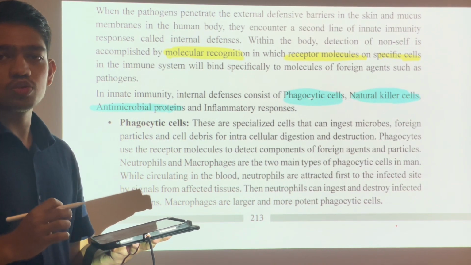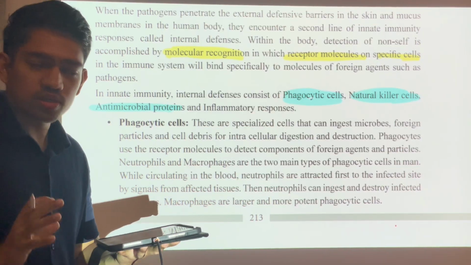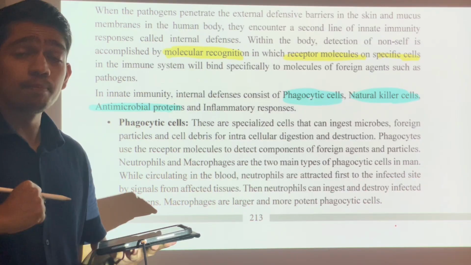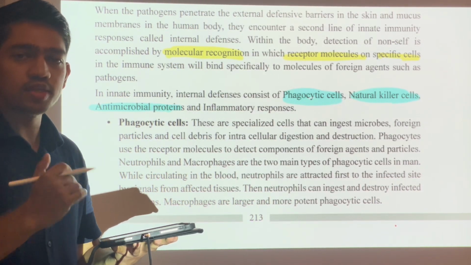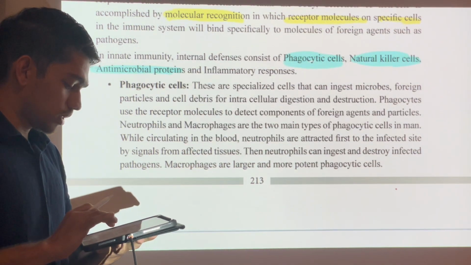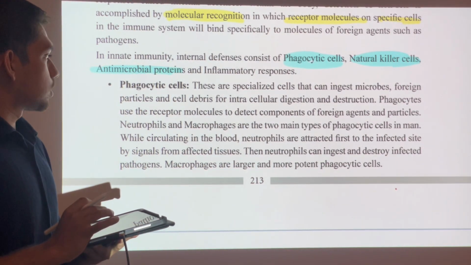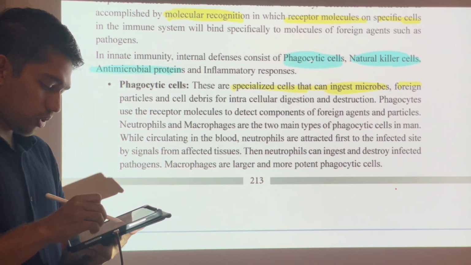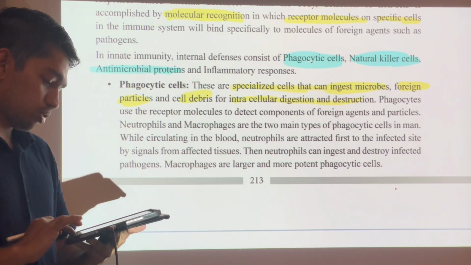Inflammatory response is sort of an entire process. It's an entire phenomenon that is going to focus the attack. It's going to provide you like a battlefield where a lot of reactions, a lot of defensive maneuvers against that pathogen are taking place. So we'll cover inflammatory response in detail. So what are phagocytic cells? These are specialized cells that can ingest microbes, foreign particles, and cell debris for intracellular digestion and destruction.